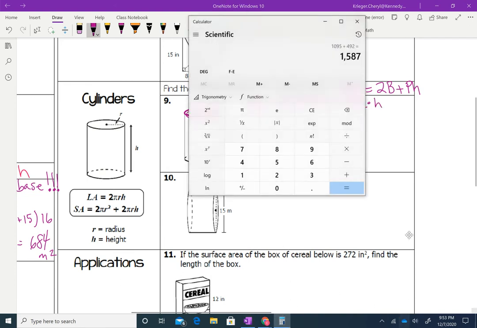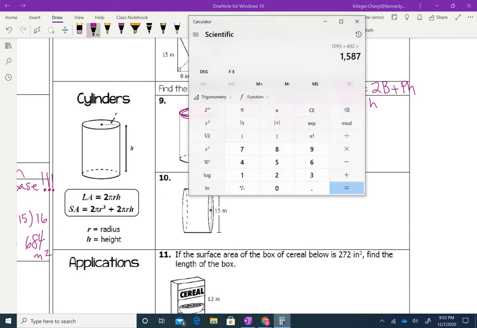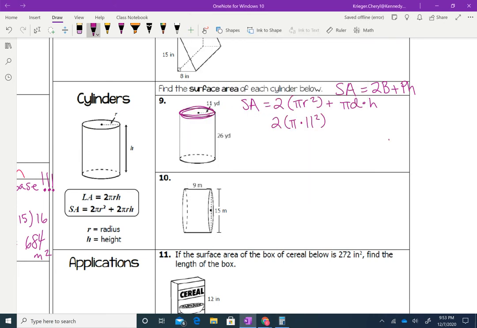So the perimeter is pi times diameter, times the height of the cylinder. Hopefully you can see that that's the same formula, right? 2 times the area of the base plus perimeter times height. So nothing's changed here. You don't have to remember anything new. We just have to plug it into the formula for a circle. So 2 times pi times 11 squared. 11 squared is 121 times pi times 2. Okay, so that's 760, I'll just round to 760.3.